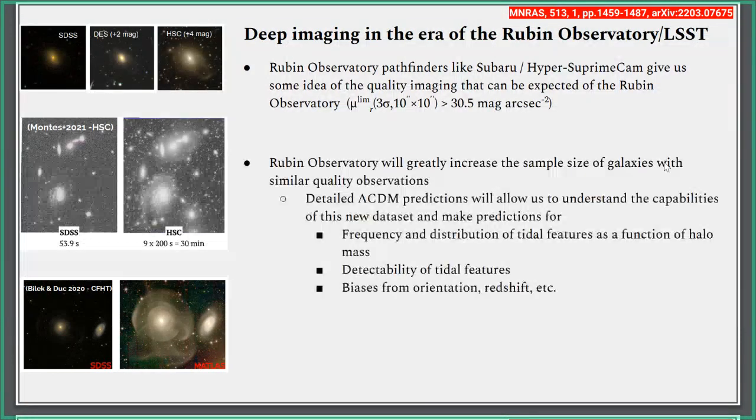The primary advantage with Rubin Observatory is the sample size, right? We have the entire southern sky, hopefully, where we can get this quality of imaging. That means we can start to make statistical comparisons to the Lambda CDM predictions that we expect from theory, and make predictions for the frequency and distribution of the features that we'll see in the stellar halos of galaxies. It's also important to understand the detectability of these features, in terms of limiting surface brightness, their morphology, etc., and what biases we can expect from things like the orientation of the galaxy, redshift, and limiting surface brightness.